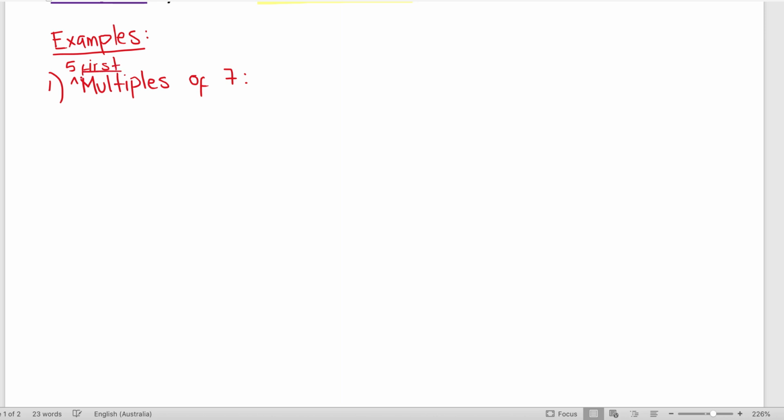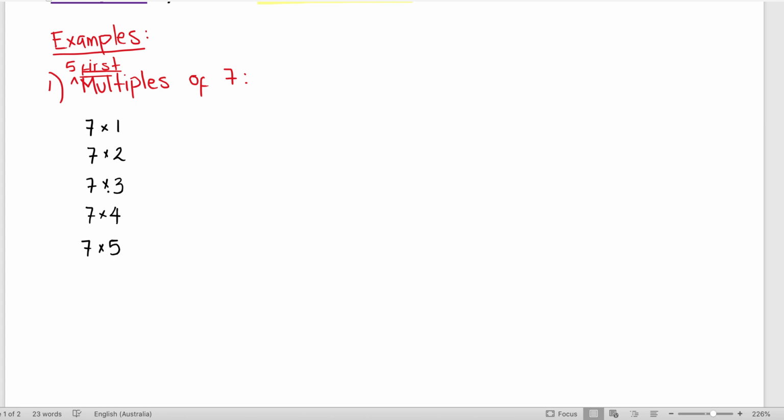And because it's saying the first 5 multiples of 7, we start with the first counting number that we know, and it's 1. Agree? So what we have to do here is 7 times 1, 7 times 2, 7 times 3, 7 times 4, and 7 times 5. Wonderful. So if you know your multiplication tables very well, you will have no problem with this.